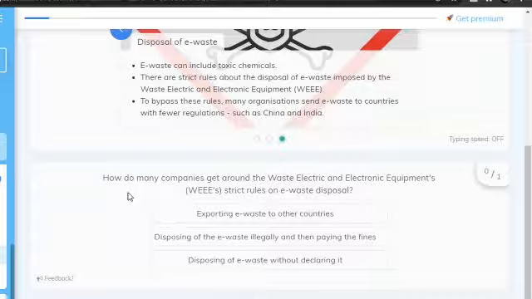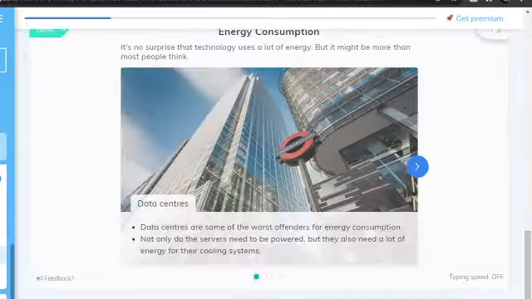How do many companies get around the waste electronic and electronic equipment strict rules? They would send it to other countries, obviously. So stuff like India and China, which have so much space.